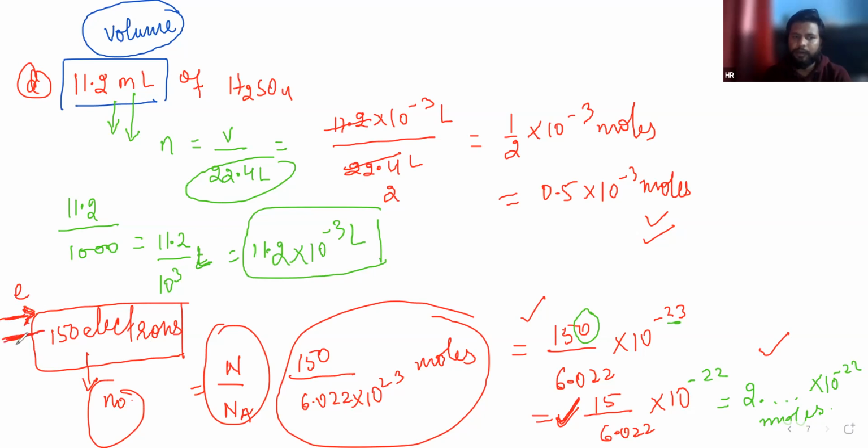Do you have any doubt in this 150 electrons? No, sir. It represents a number, so we just apply the given number of particles upon Avogadro number.